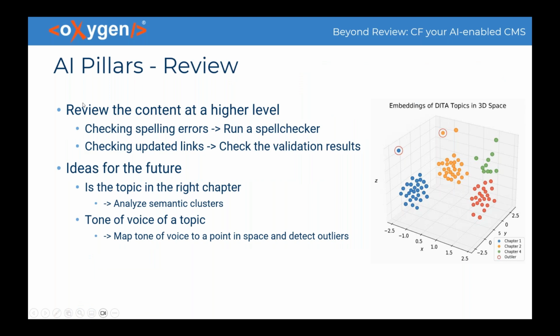And as I told you, you need to always search for better and more efficient ways to review content produced by AI. For example, instead of manually reading the content and searching for spelling errors, you can run a spell checker and it tells you whether there are spelling errors or not. Instead of checking whether the links updated by AI still work, just run a validation and check the results.